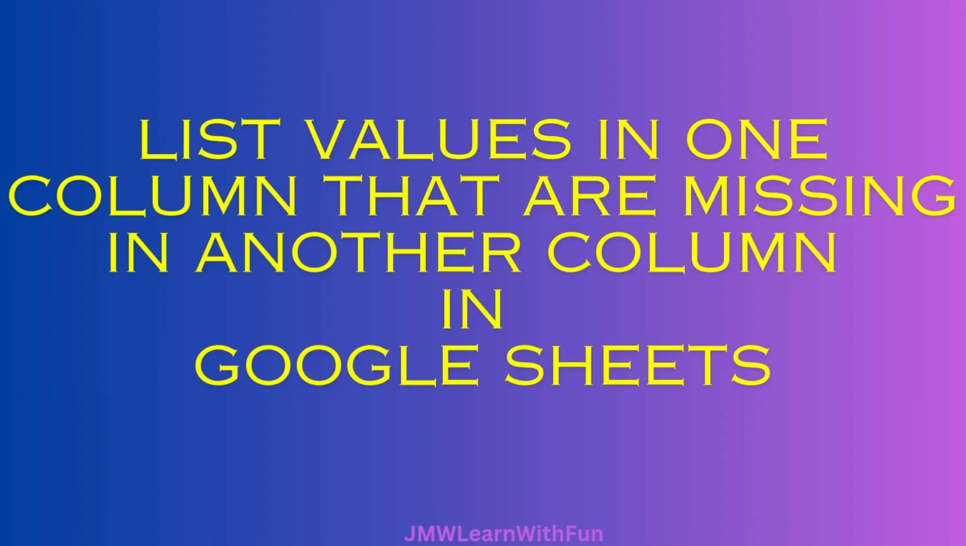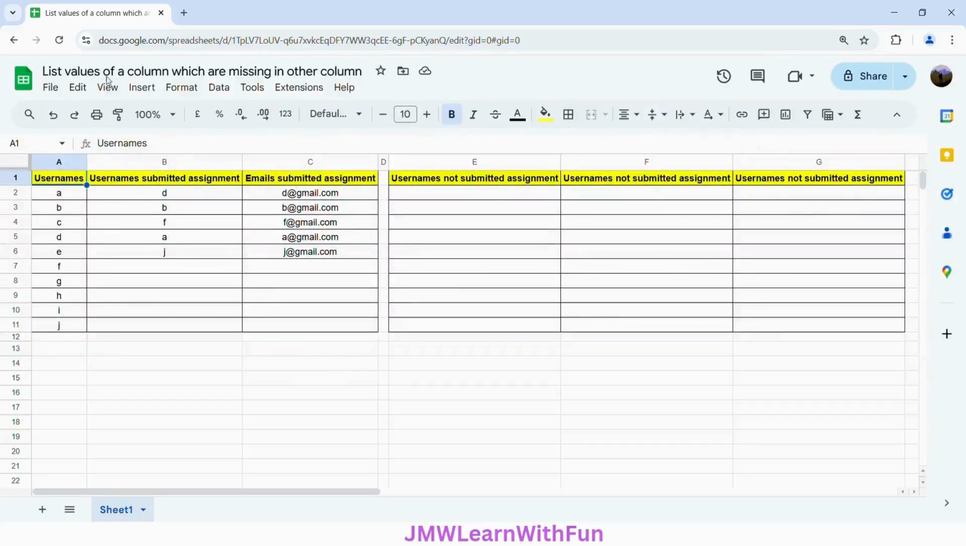Let's see how we can list values in one column that are missing in another column in Google Sheets. We have the Google Sheet open, and it has the data template we require.